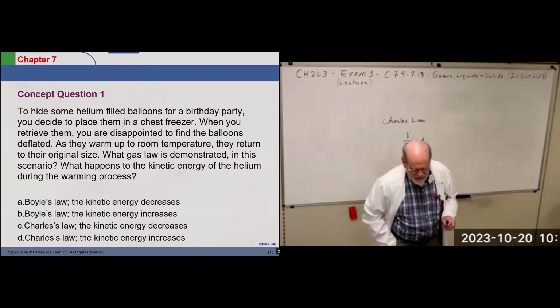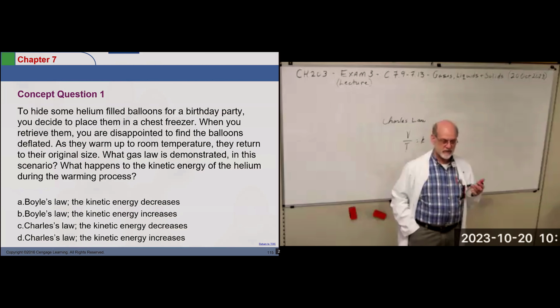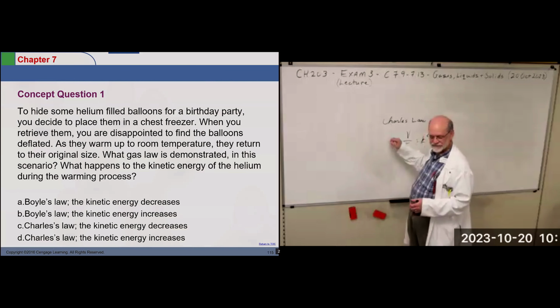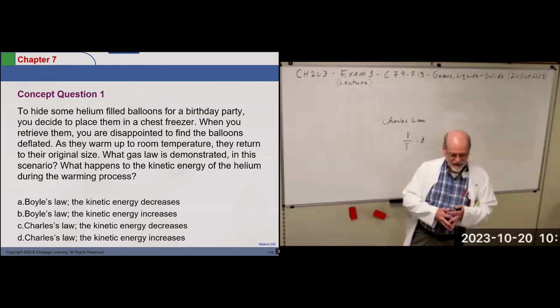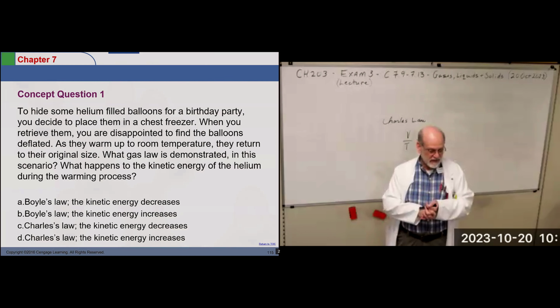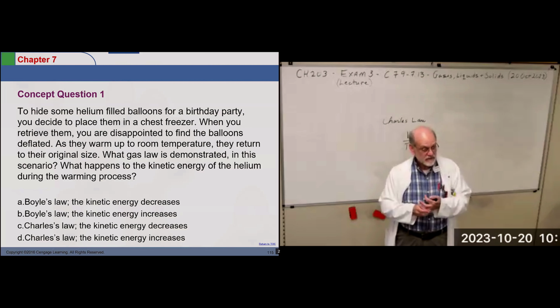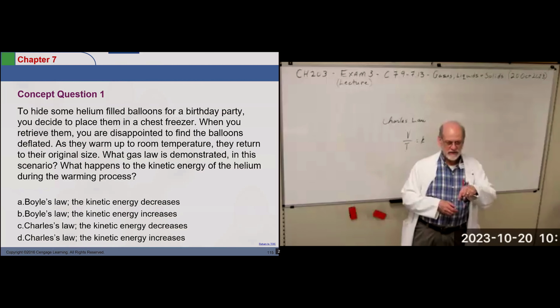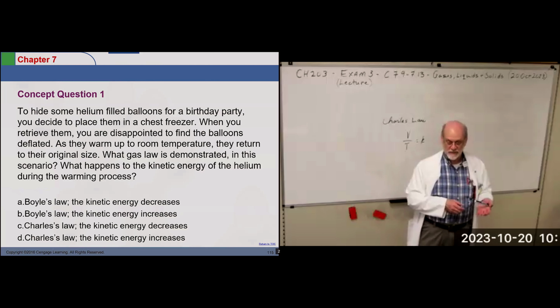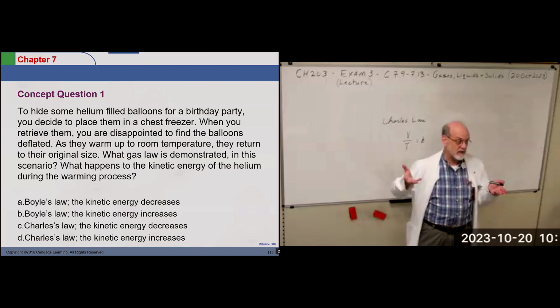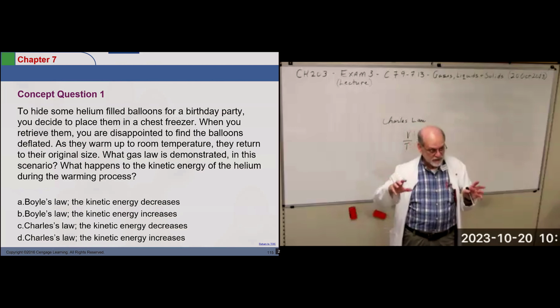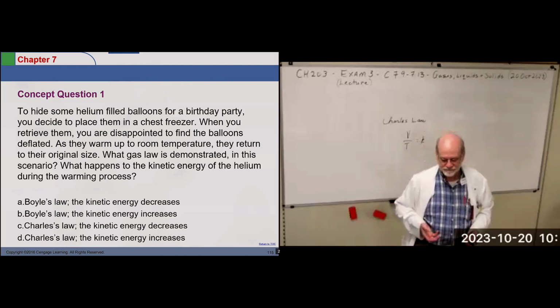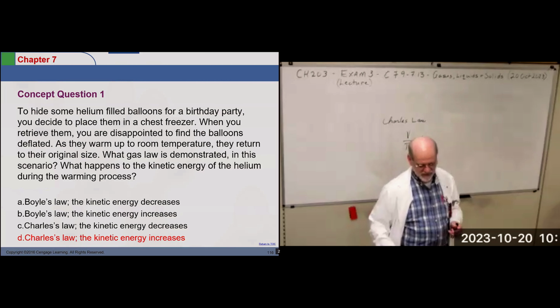As they warm up to room temperature, they return to their original size. Okay, that's to be expected. What gas law is demonstrated? Well, I already told you. Charles' law. And what happens to the kinetic energy of the helium during the warming process? It increases. Remember, temperature is a measure of average kinetic energy of the molecules. So if you increase the temperature, you're increasing the average kinetic energy of all the molecules. They're not all the same, but the average kinetic energy is. So that would be the last one.